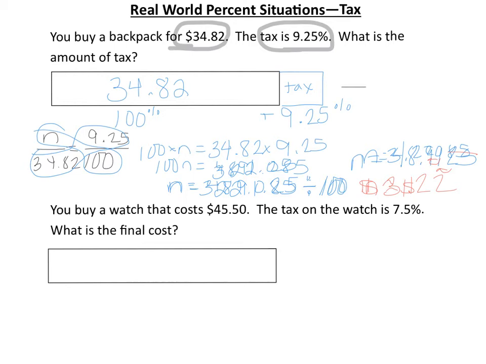We also could have gotten that in our equation. But again, this is an example of one that students often mess up on because of the decimal and the percent. You move it 1, 2 spots. So your percent as a decimal is 0.0925 of the 34.82, meaning we just have to multiply 34.82 times 0.0925.